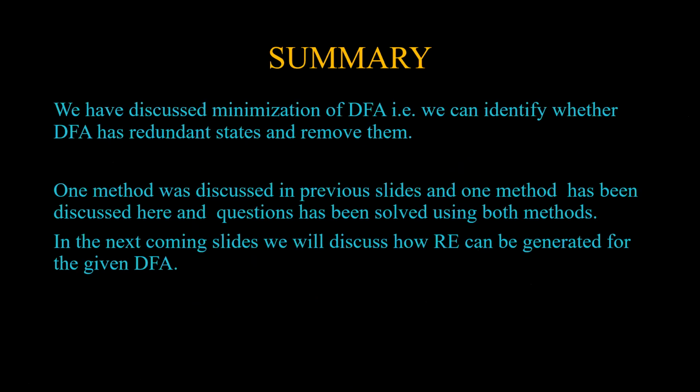So we have discussed the minimization of DFA. That means we have identified whether there is any redundant state, and if there is, we have removed it. In the first example, we had 1 redundant state. In the second example, we had 3 redundant states. One method was discussed in previous slides, and one method has been discussed here, and questions have been solved using both these methods. In the coming slides, we will be discussing how a regular expression can be generated from the given DFA. Thanks.